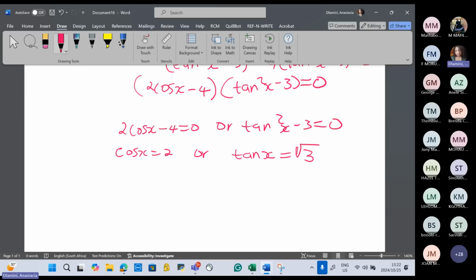Can someone try, guys? Remember where we? Cos x is equals to what? Is equals to 2. Why is it undefined? Don't tell me about the arc. Because our range is minus 1 to 1. Well done. So because cos is between -1 and 1, therefore cos, whatever value of x can never be equals to 2. So that's undefined.